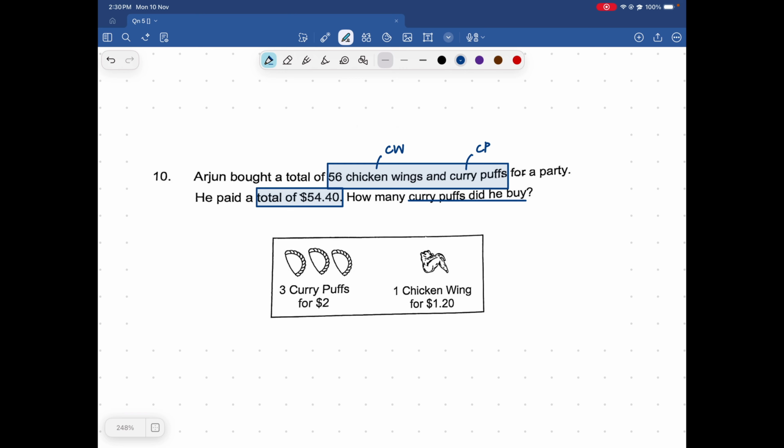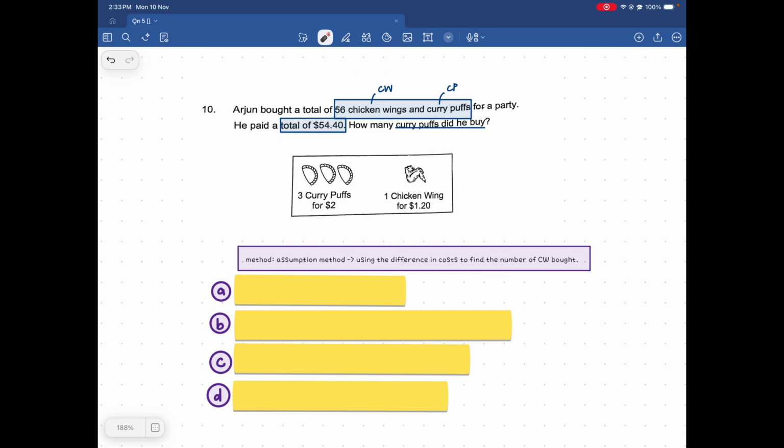So there are many ways to solve this question. You can do it either by guess and check or the assumption method. So in our video today, we are going to try out the assumption method. What is the assumption method? Assumption method is using the difference of the cost to find the number of chicken wings bought. There are broadly 4 main steps. It can vary from question to question, but it follows these 4 ideas. So let's take a look at what they are.